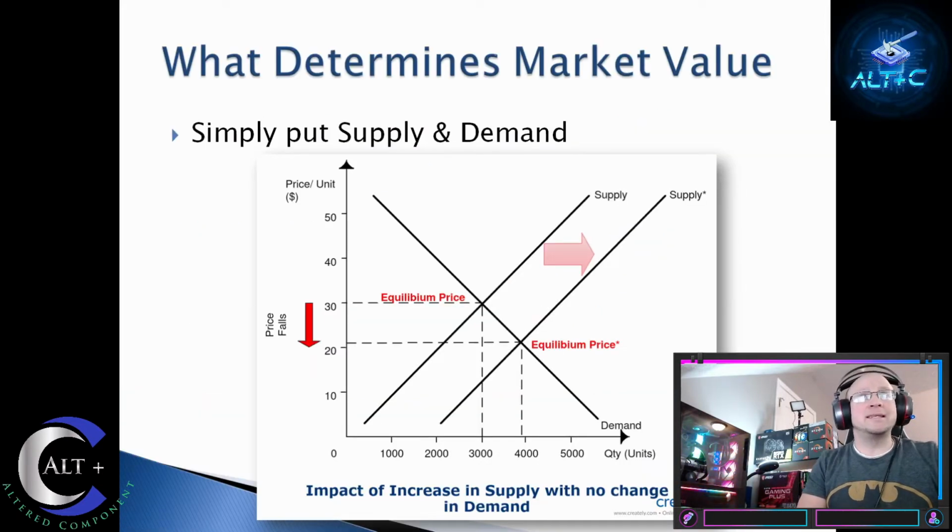Simply put, it is supply and demand. I'm not going to go into a complete economics lesson, but this is a supply and demand curve. In this specific example, we have a shift in the supply. The supply increases, which has an impact on the price, bringing the total price down. If supply increases and demand stays the same, price will drop. Inversely, if you have a limited supply and a high demand, that is going to make the price skyrocket.